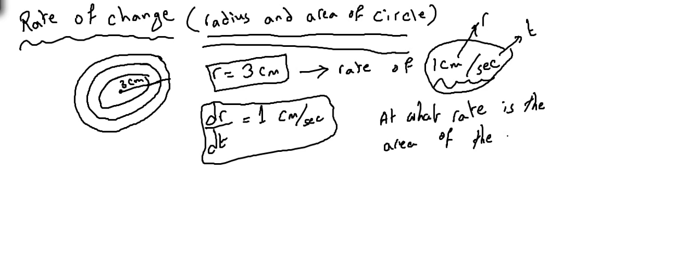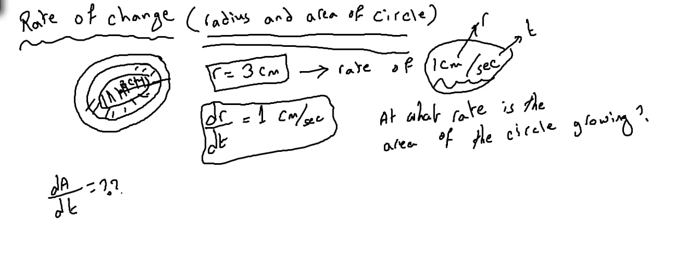We know that when the radius becomes larger, the area of the circle will be more and more, right? The area will increase more and more as the radius increases. So let's say we want to find dA, the rate of change of area in terms of time.